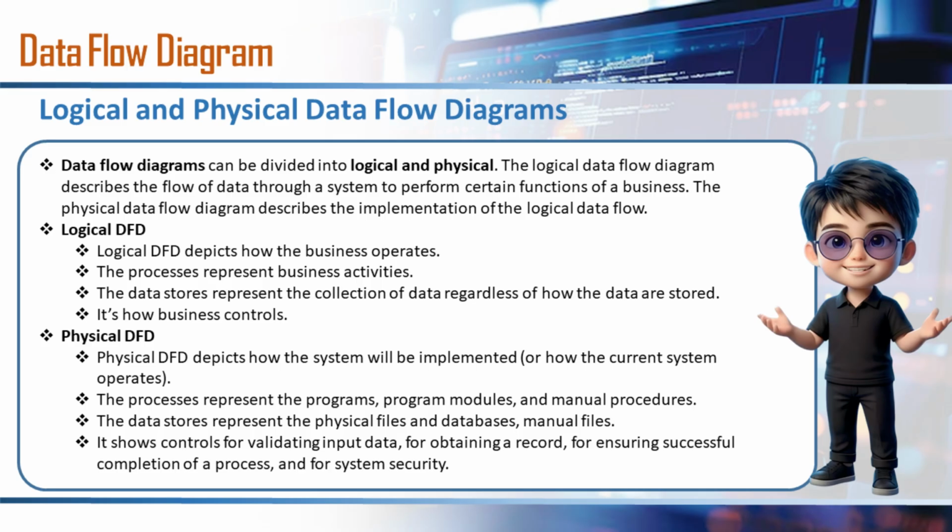A physical DFD describes how the system is or will be implemented and how the current system operates in practice. The processes represent programs, program modules, or manual procedures, while the data stores represent physical files, databases, or manual records. A physical DFD may also show controls used for validating input data, retrieving records, ensuring successful completion of processes, and maintaining system security. In simple terms, the logical DFD focuses on what the system does, while the physical DFD focuses on how the system does it.